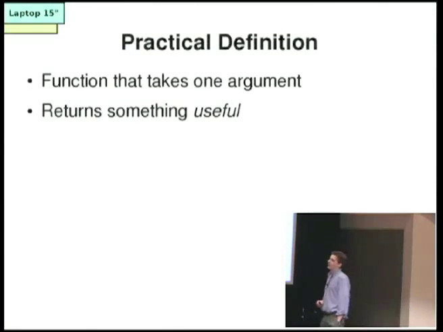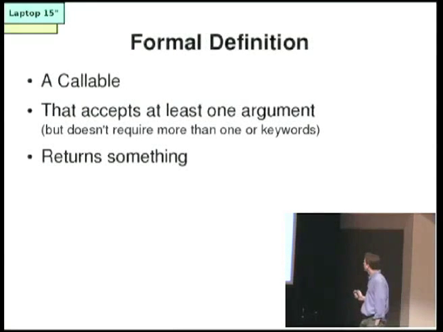The practical definition of a decorator is a function that takes one argument, and that argument is a function or a class, the thing being decorated, and returns something useful. If it's a class, it should return the class, hopefully the same class, or at least a class with the same interface. If it's a function, it should be the same function, or at least one that has similar functionality, something useful. So you can't say that Jack lied to you.